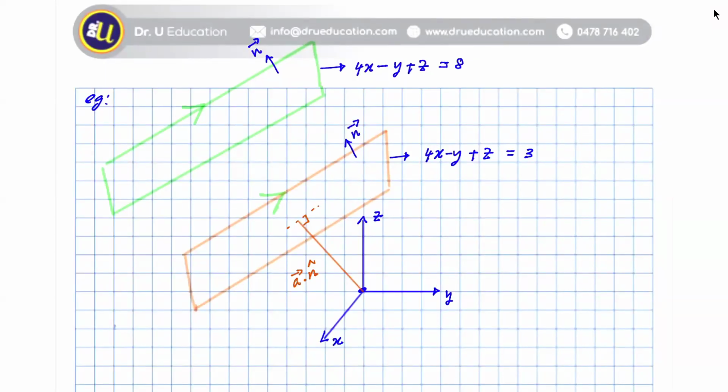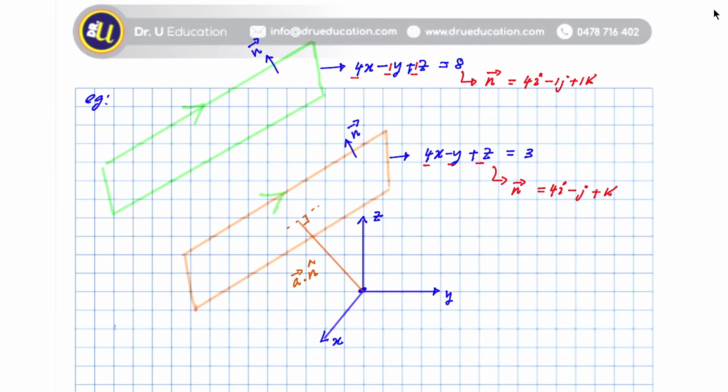Right? Now it should be like that. Why? Because the left-hand side should be the same. Why? Because they are moving parallelly. Now, from these details, you are going to extract your n vector, which is going to be 4i minus 1j plus 1k. From here, you are going to extract your n vector, 4i minus j plus k. Same n vector, you can see the direction of the n vector is the same.